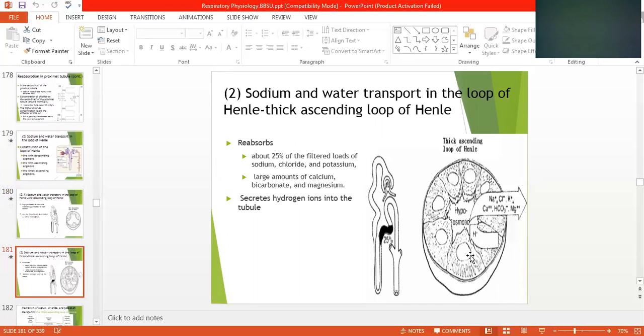Sodium and water transport in the loop of Henle: the thick ascending loop of Henle, as shown in the figure. It reabsorbs about 25% of the filtered load of sodium, chlorine and potassium. Large amounts of calcium, bicarbonate and magnesium are all reabsorbed. It secretes hydrogen ion into the tubules.